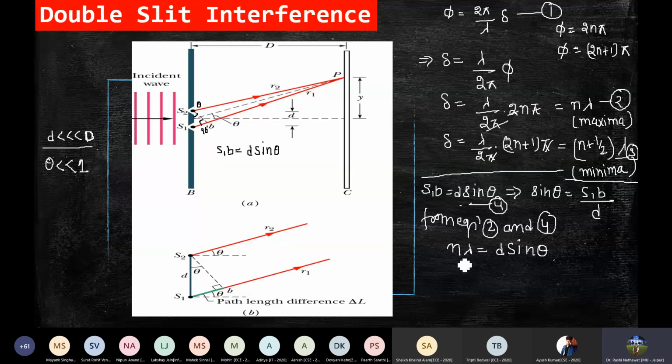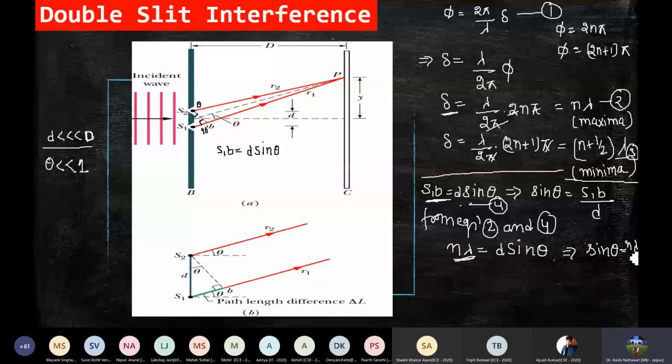Yes, we can write it. Because n lambda is the path difference. This is our path difference, which is S1B, right? All same. From here, sin theta is equal to n lambda over d. This is equation number 5.